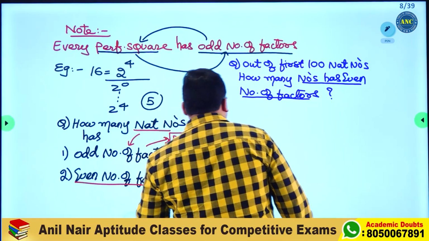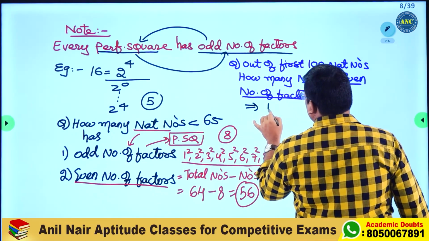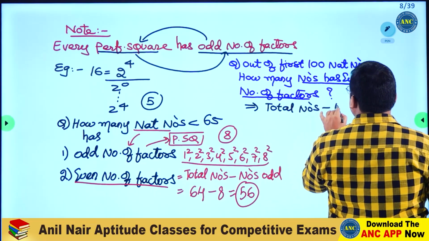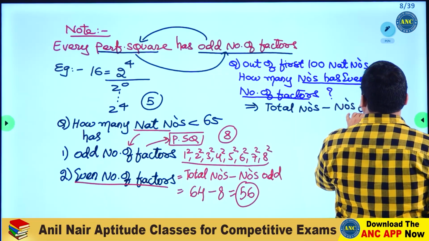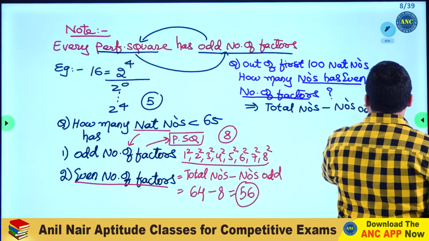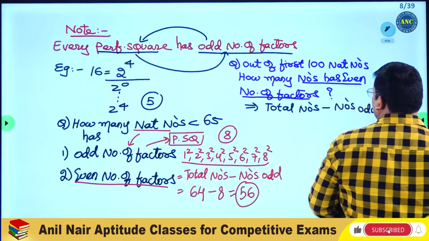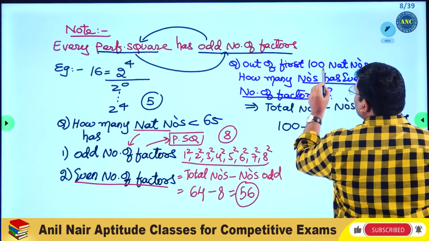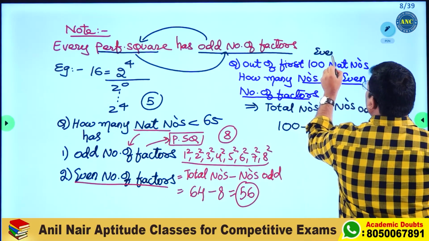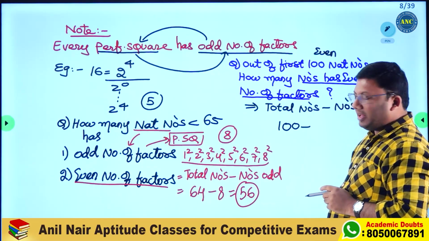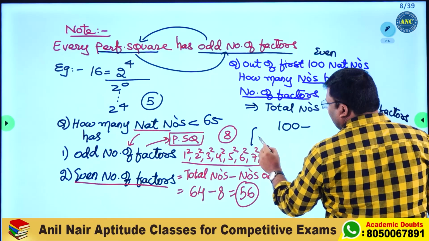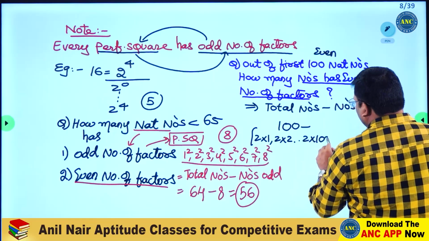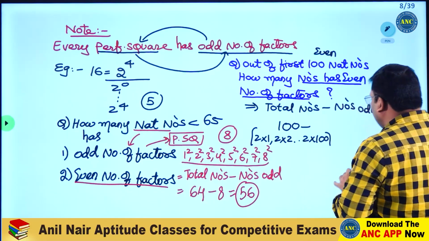So the answer for this question is total numbers minus numbers which have an odd number of factors. Total how many numbers are there? 100 numbers. Out of the first even natural numbers we will take. Even natural numbers means 2 ones are 2, 2 twos are 4, 2 hundreds are 200. Minus numbers which have an odd number of factors.